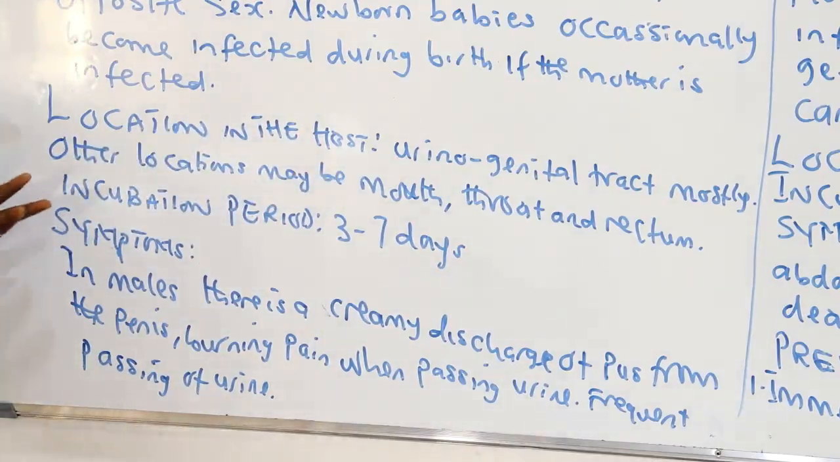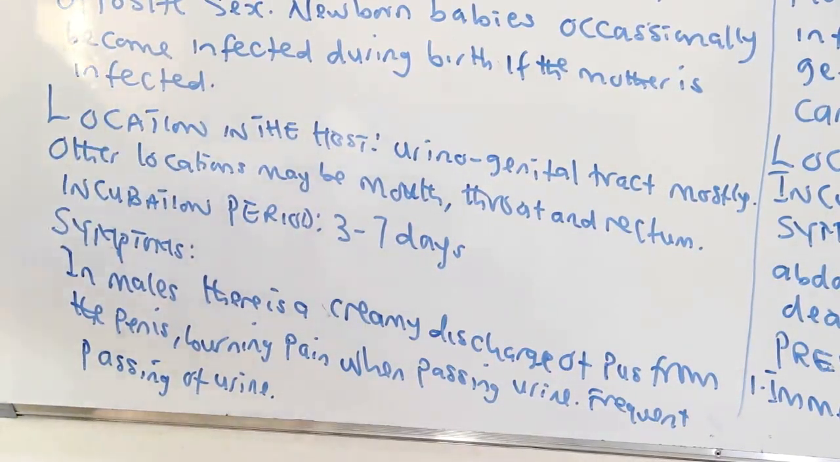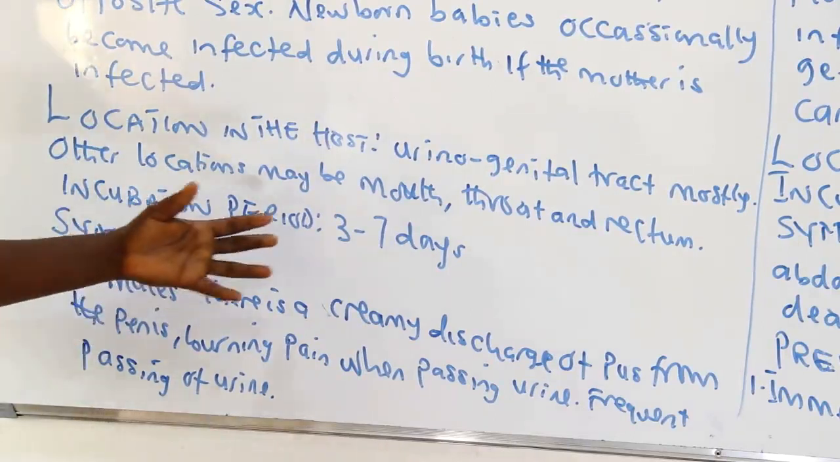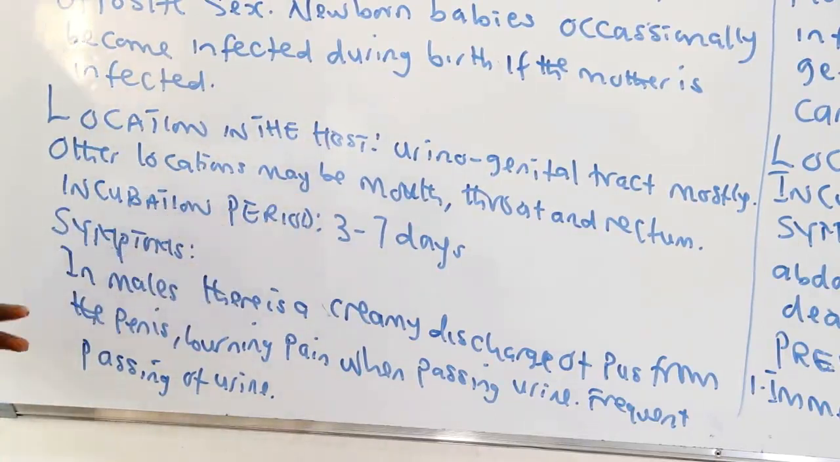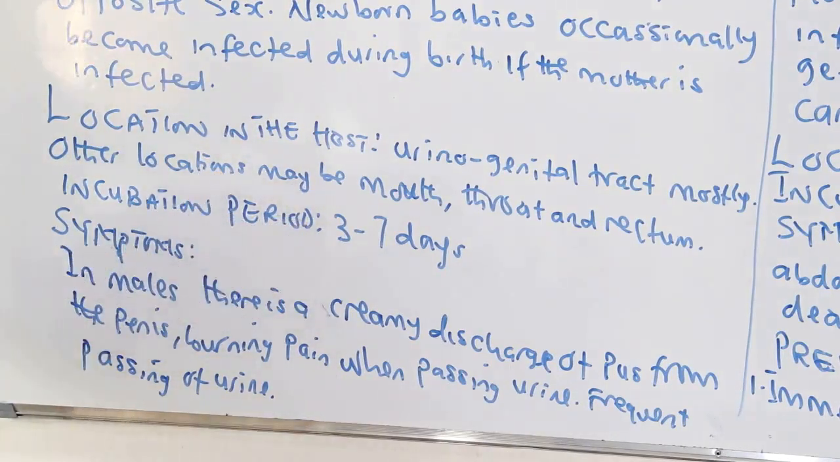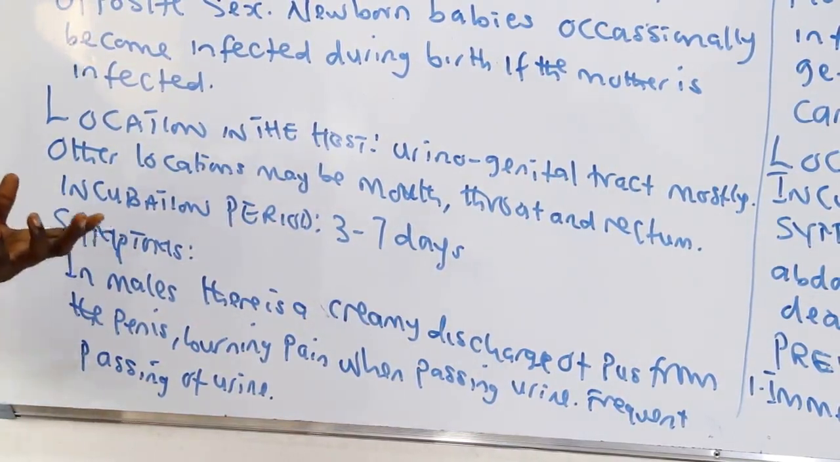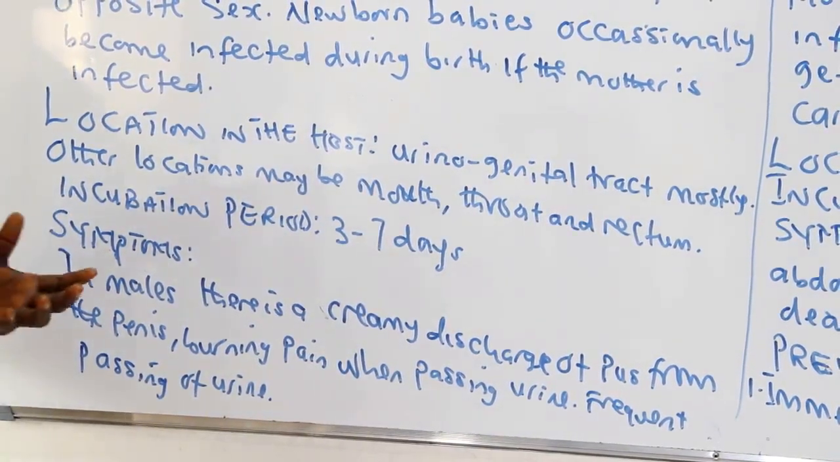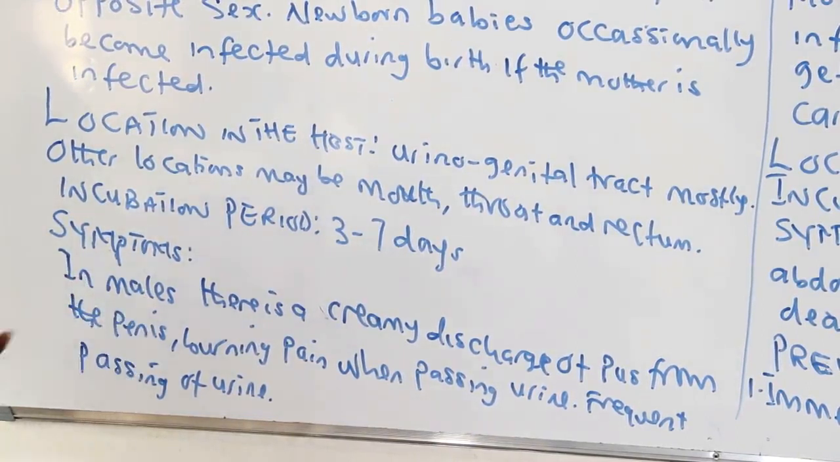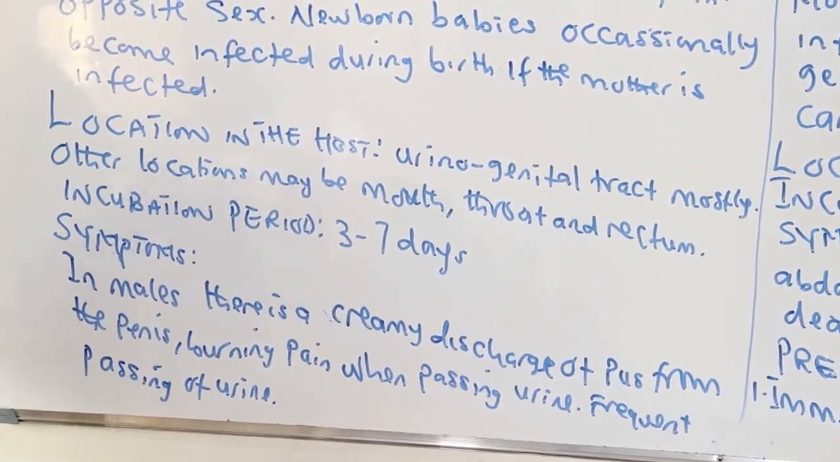And then incubation period simply means the period from entry of this bacterium to the appearance of symptoms. It takes about 3 to 7 days. In between 3 to 7 days, once an individual is exposed to this bacterium, you begin to see the symptoms. And the symptoms differ in male and female. Like in the male, you see creamy discharge of pus from the urinary tract, that's the penis, and then you see the burning pain when one is passing out urine. And the individual also suffers from frequent urination.